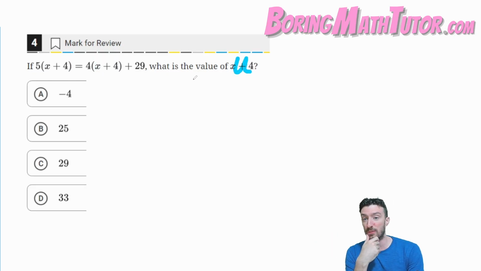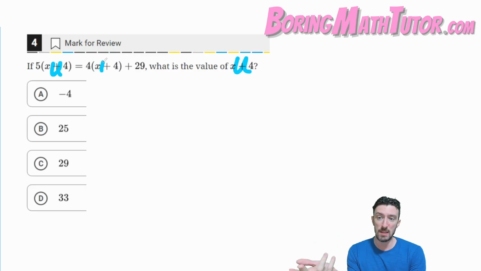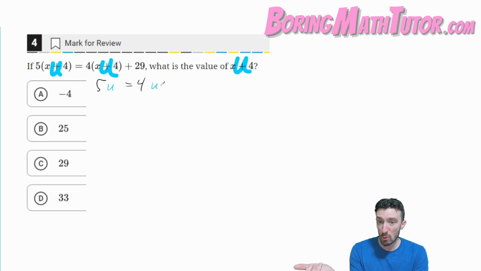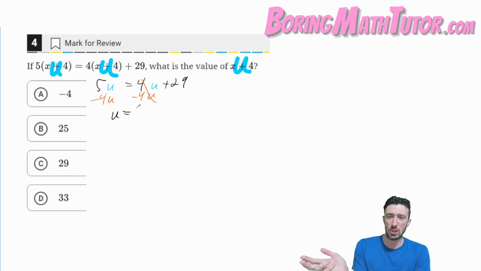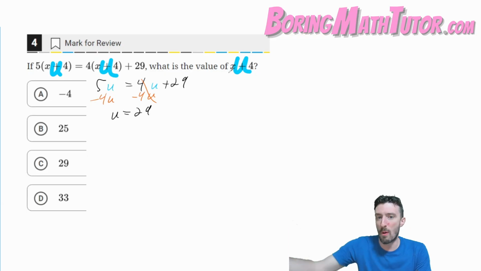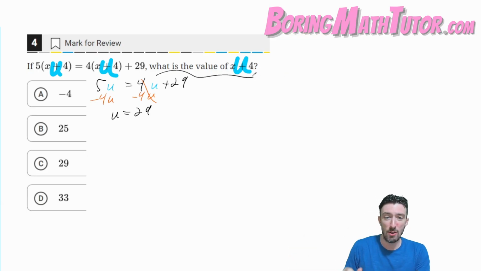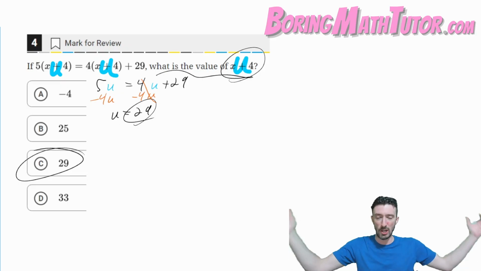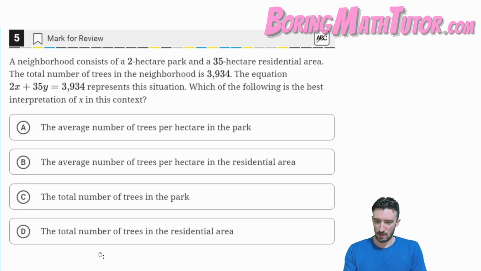I could call x plus 4 u, and that means I would now have an equation that would read as 5u equals 4u plus 29. I know how to solve that. I'm just going to have to subtract 4u from both sides. That cancels, and I get u equals 29. Well, what were they asking me for? What is the value of u? Which is 29. So we're done.